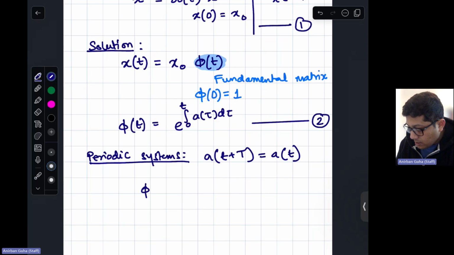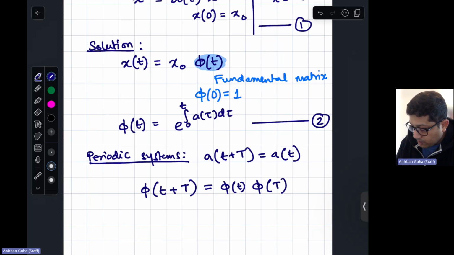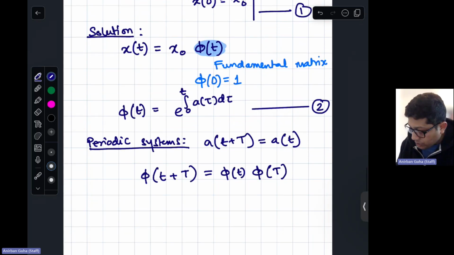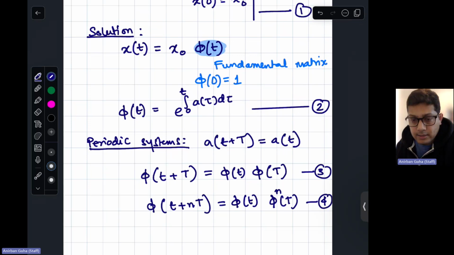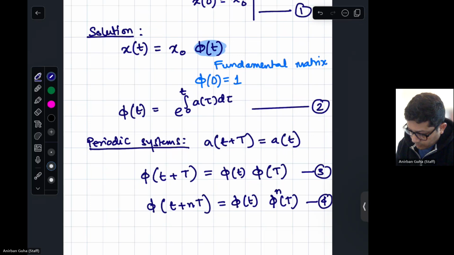The first result was this, that phi, the fundamental matrix, phi(t plus capital T) is phi(small t) times phi(capital T). And we can use induction to find that phi(t plus n capital T) is phi(t) times phi(capital T) to the power n. So we call this equation 3 and this equation 4. Right. So these were derived during the last lecture. And just a small thing, I would here put t tilde instead of t for reasons which will be explained in a little while.